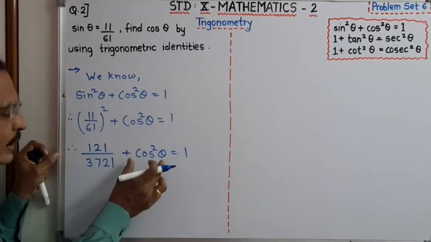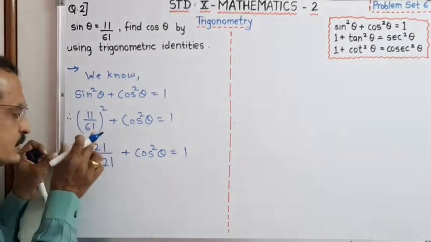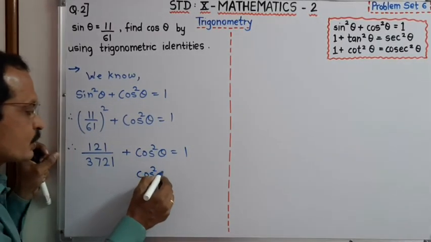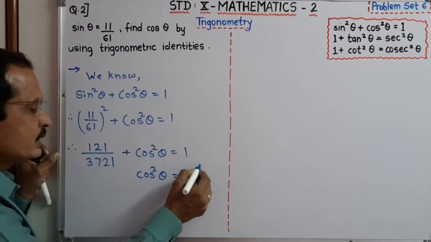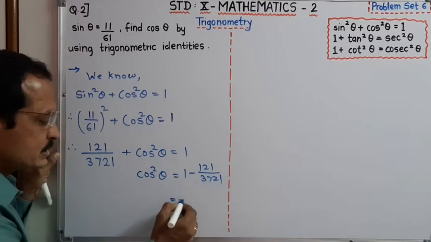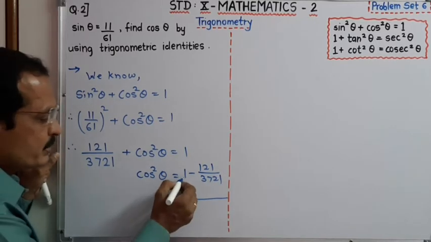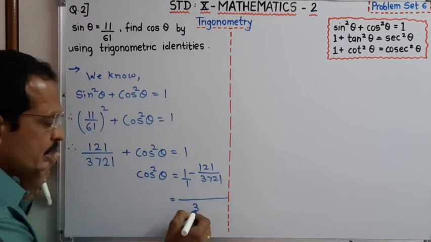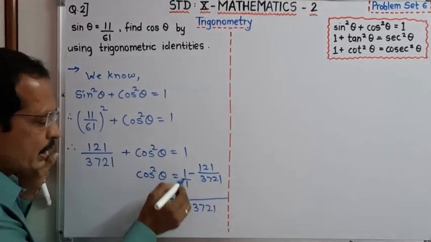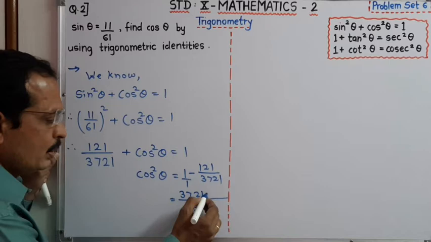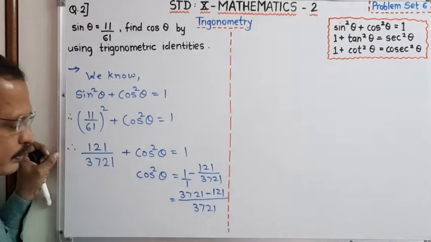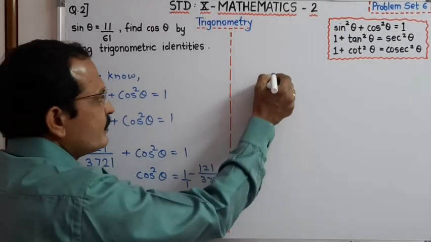Now dear student, to find the value of cos square theta, we have to take this 121 upon 3721 to the other side. Therefore cos square theta is equal to 1 minus 121 upon 3721. Now we have to simplify this. 1 means 1 upon 1. Then do the multiplication: 3721 multiplied with 1 is 3721, minus 121.